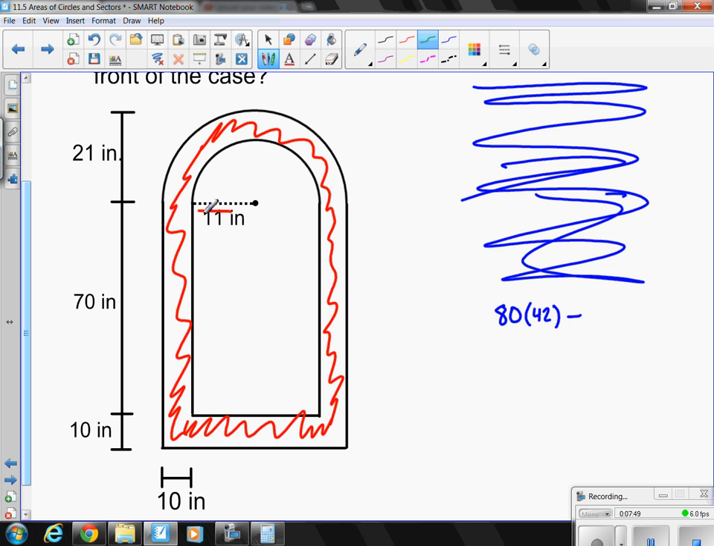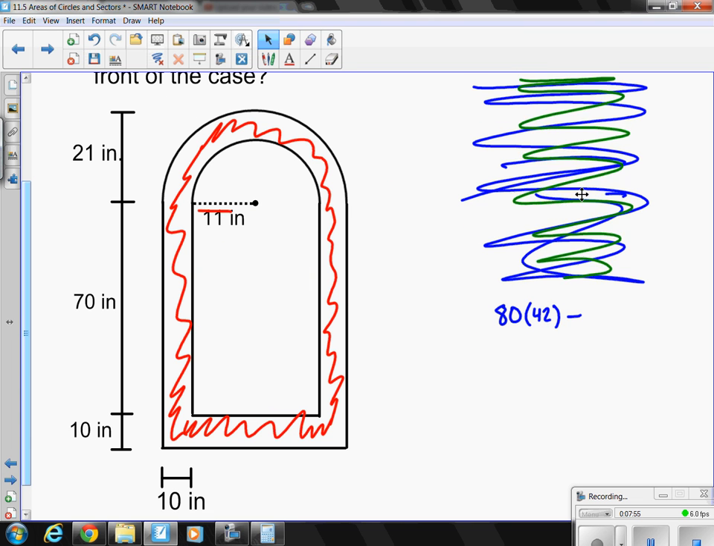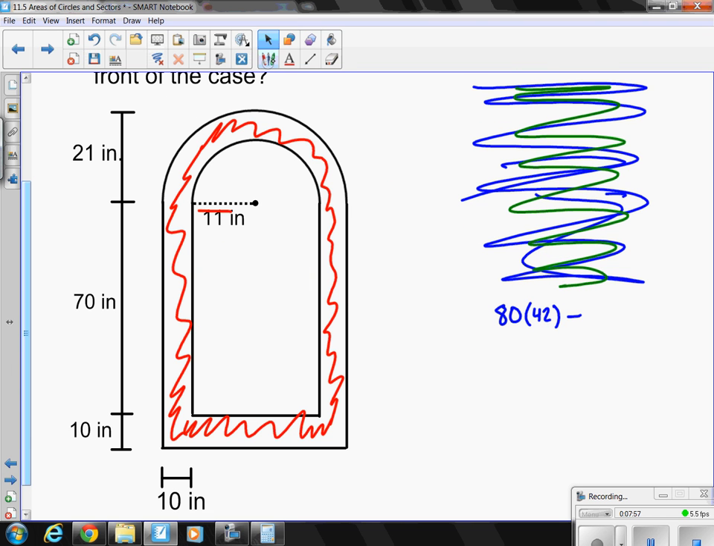Let me use a different color. This inner piece, the area of that is going to be 22 is the width, and the height is now from here up to there, which is 70. So that's the area of this bottom 3 pieces.